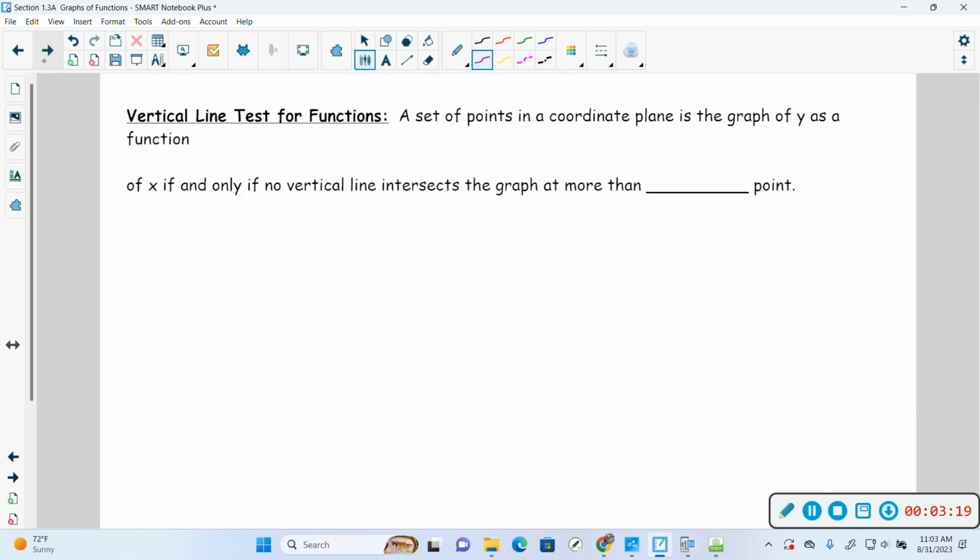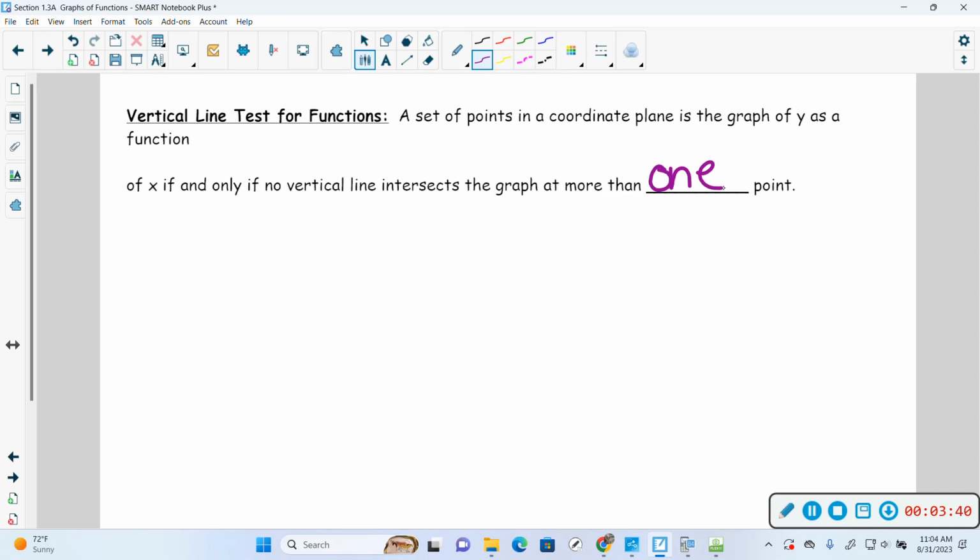All right, vertical line test. Basically, of course, you have the graph. You draw a vertical line. It should only touch the graph once to be a function. So no vertical line intersects the graph at more than 1 point. If it hits the graph more than once, it is a big fat no.